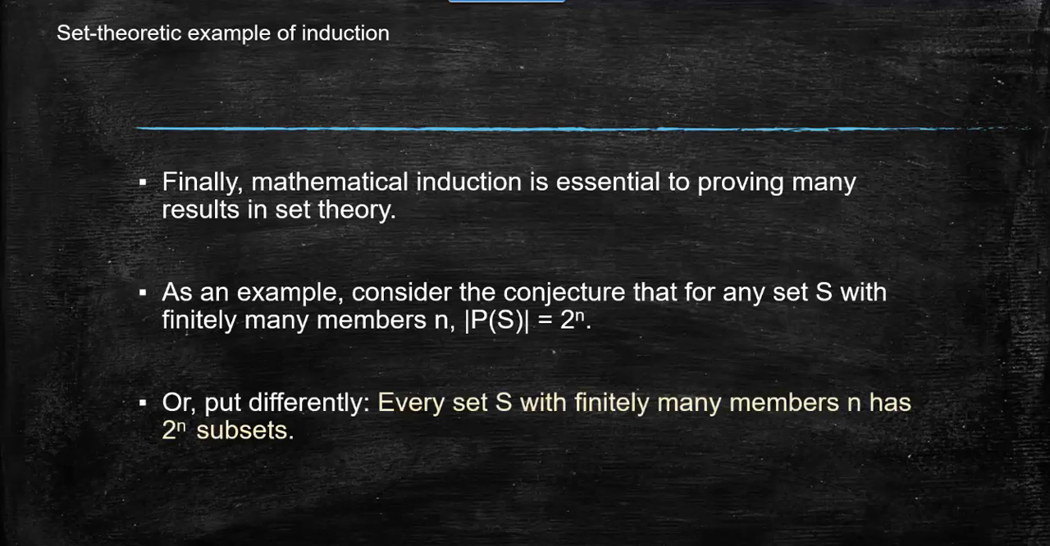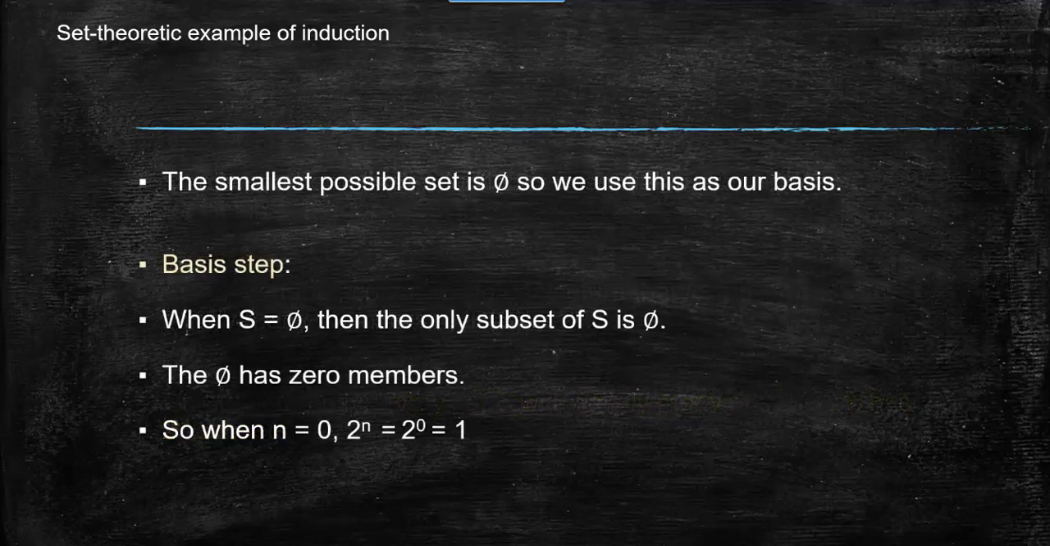So how would you prove that every set S with finitely many members n has 2 to the n subsets? Well, first you would do the basis step. The basis step is just the null set, right? So the null set has 0 members. 2 to the 0 is 1. So where a set has n equals 0 members, the cardinality of its power set is 2 to the n equals 1.